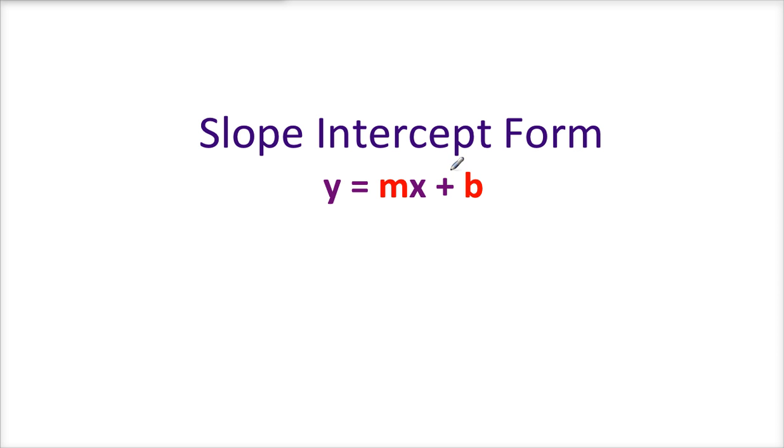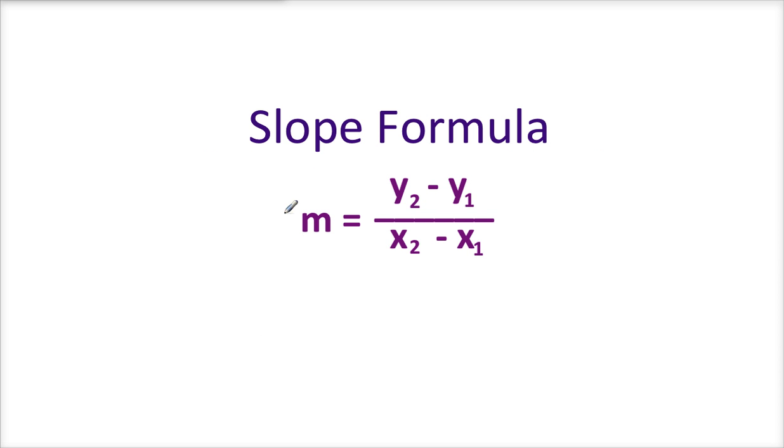Slope-intercept form is the equation of a straight line, and there are 4 variables in slope-intercept form: x and y, which represent a point on your line; m represents the slope of the line, and b represents the y-intercept. You also want to remember the slope formula, so you need to have this memorized or written down in your notes. This is how we find the slope of the line when we're given 2 points.